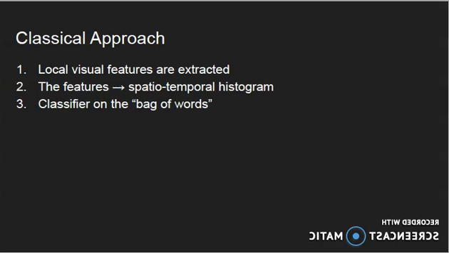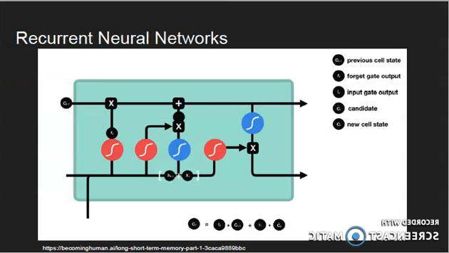And there are some approaches for video classification. One of them consists of three steps, and this is a classical approach. First of all, local visual features are extracted, and then those features are turned into a histogram, and the histogram is used in a classifier, and the classifier would try to classify based on the given categories. It's also known as bag of words.